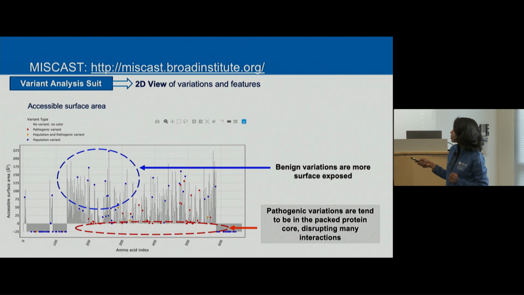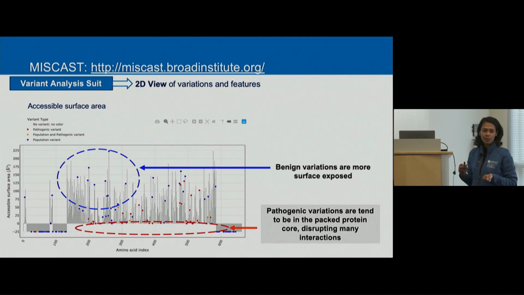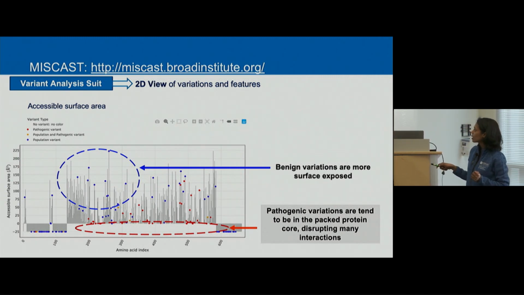Now, in the two-dimensional view of the variant analysis suite, you have this kind of 2D plot, where on the x-axis you see the amino acid residues, and on the y-axis are the accessible surface area values. And also you have the variation positions mapped with red, blue and orange, the color code that I'm using. Red for pathogenic, blue for population, and orange when we have both types of variation. So often we see this kind of distribution where pathogenic variants tend to be in the packed protein core, and population variants are mostly exposed.